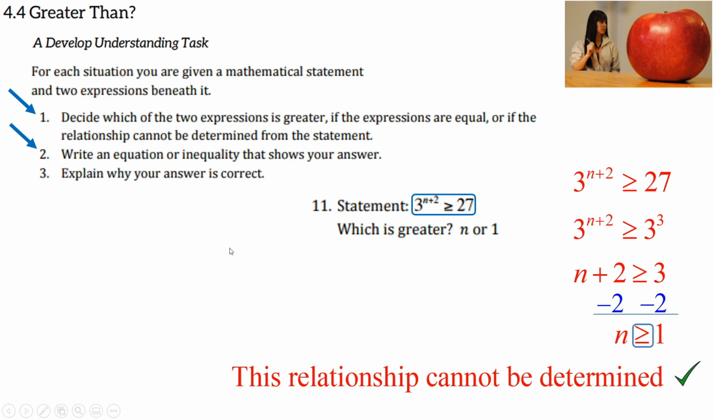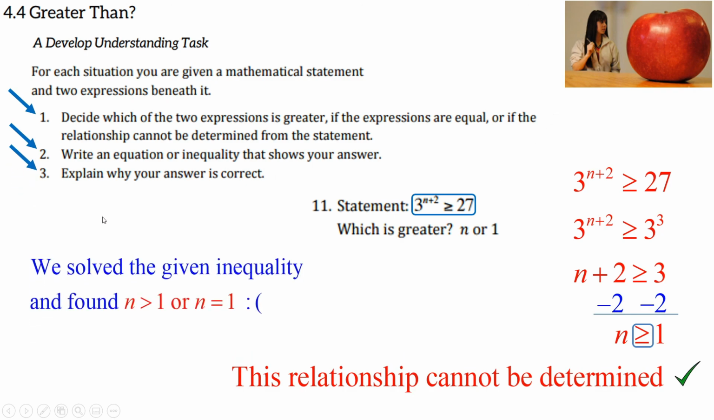Okay, so explain why your answer is correct. So what did we do? We took the given, and this is actually an exponential inequality right here. We took the given inequality and we solved for n. So we solved the given inequality and found n can be greater than 1 or n is equal to 1, but we don't know which.